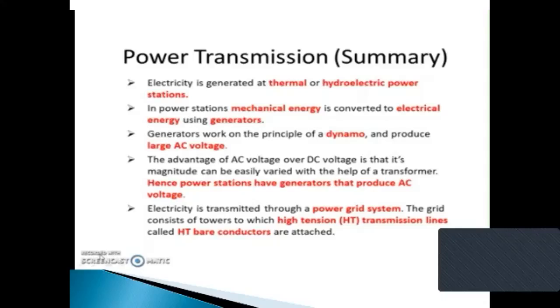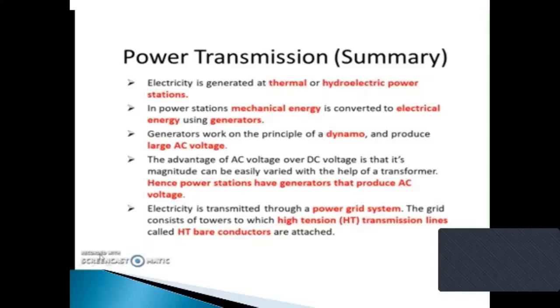Now, why should we not use DC voltage instead of AC voltage? The reason we produce AC voltage rather than DC voltage is that its magnitude can easily be varied with the help of transformers. We can use step up or step down transformers and easily change the magnitude. On the other hand, we cannot vary the voltage of DC as it is fixed. Hence, power stations have generators that produce AC voltage.